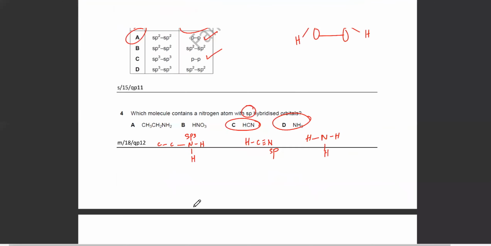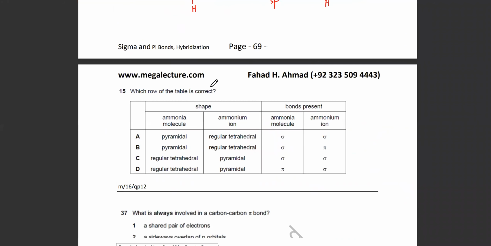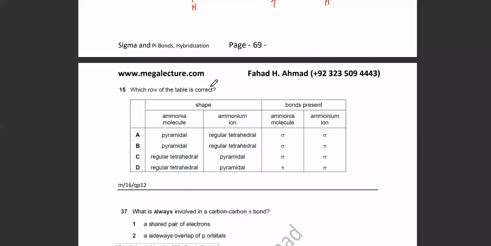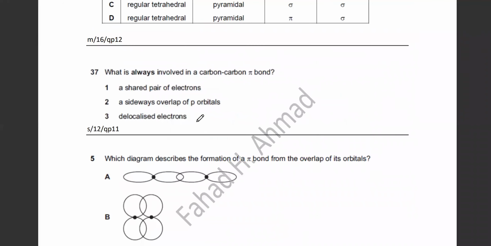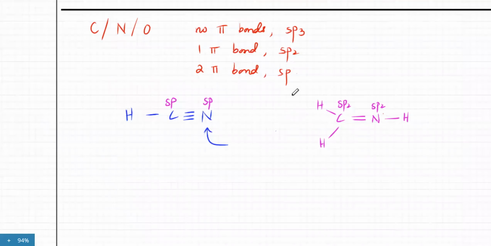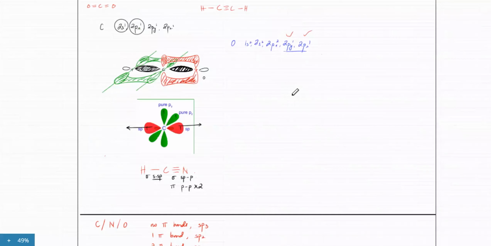So now the next thing is, let me forget this. What is always involved in a carbon-carbon pi bond? Obviously a shared pair of electrons. Whenever you have a pi bond, it's always a sideways overlap of p orbitals, and not always delocalized electrons. Remember, we did discuss delocalized electrons. When carbon forms a pi bond, there was one scenario where there were delocalized electrons.